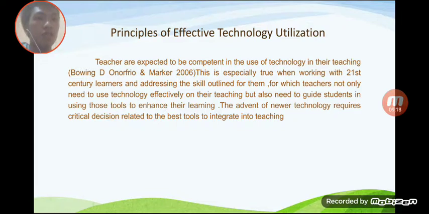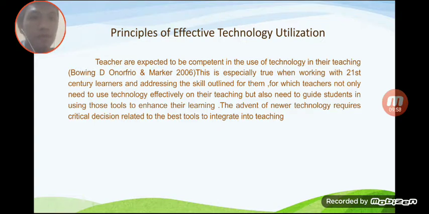Teachers are expected to be competent in the use of technology in their teaching. This is especially true when working with 21st century learners and addressing the skills outlined for them, for which teachers not only need to use technology effectively in their teaching but also need to guide students in using those tools to enhance their learning. The advent of newer technology requires critical decisions related to the best tools to integrate into teaching.